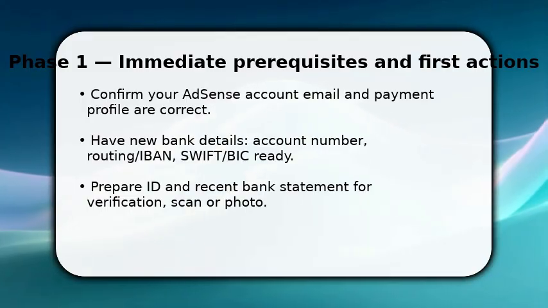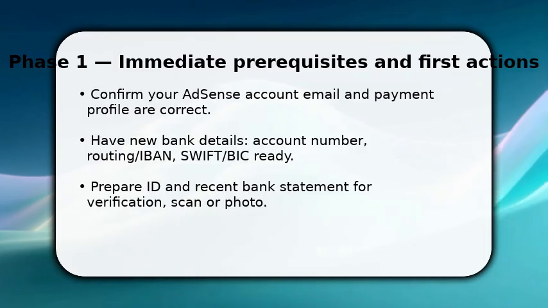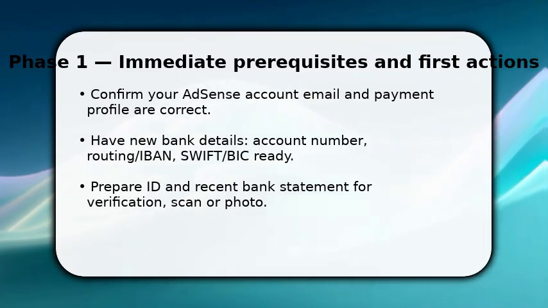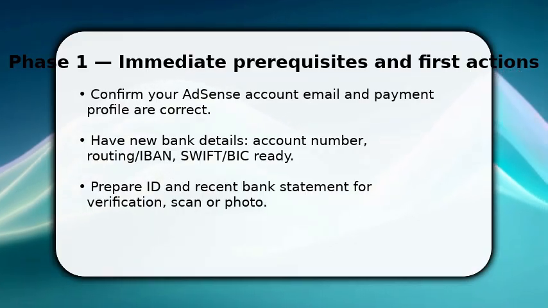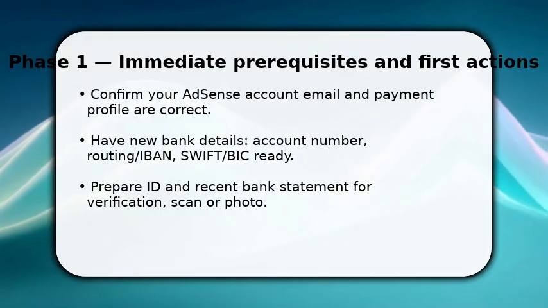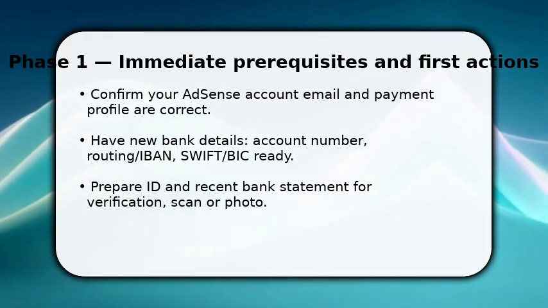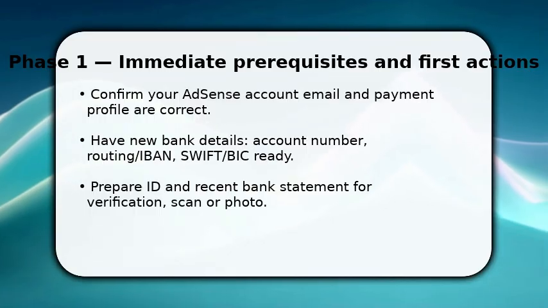You begin by opening your AdSense account and going straight to payments. This is where bank details live. Make sure the payment profile matches the name on the new bank account because mismatches trigger holds. Once done, click Manage Payment Methods and hit Add Payment Method.